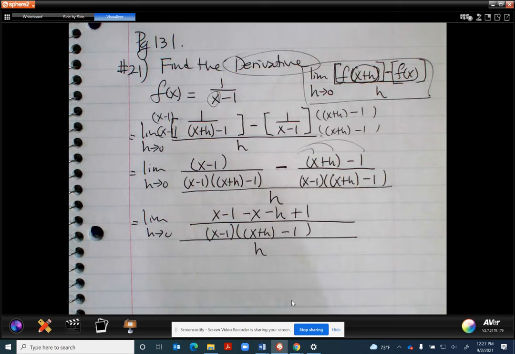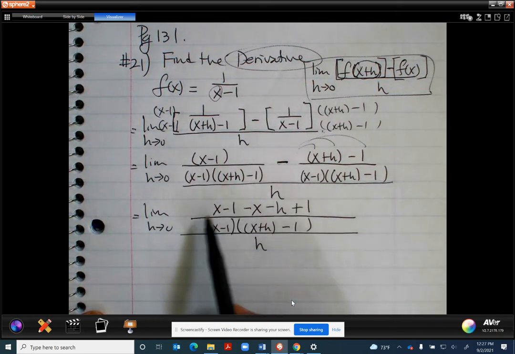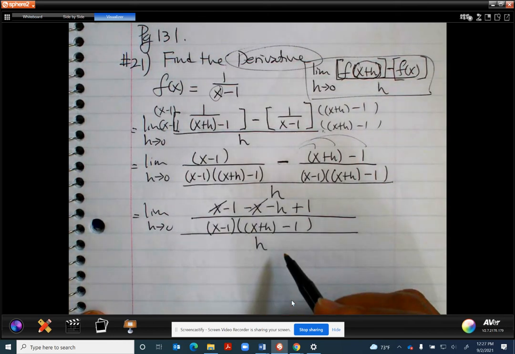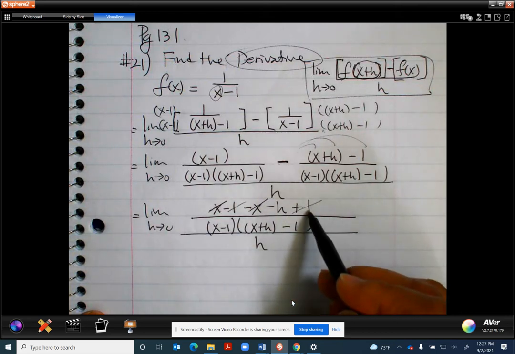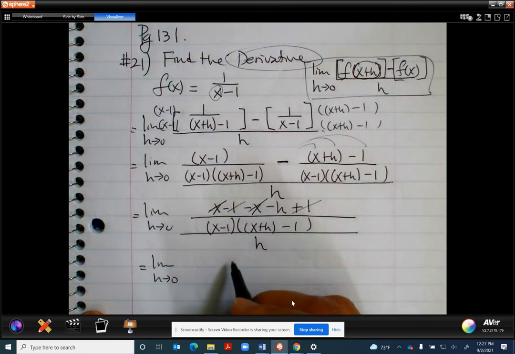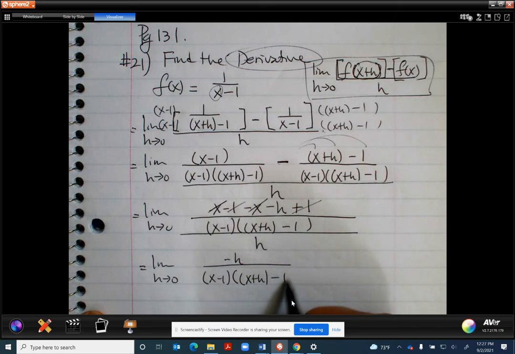There it is. Hold on, stay with me. Look at this. Do you notice anything on the very top? X will cancel out with negative x. And what else? 1 will cancel out with a positive 1, right? So what do we have left over then? Limit h goes to 0, negative h over, help me, x minus 1 times x plus h minus 1 all over h.